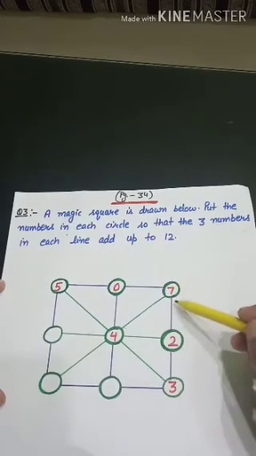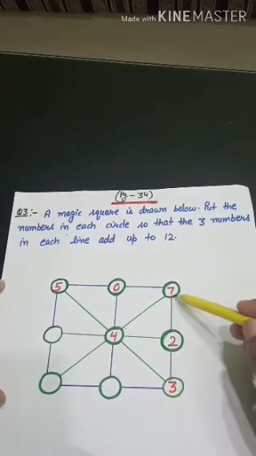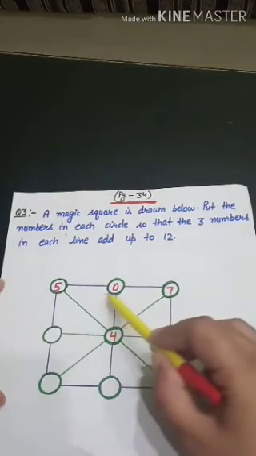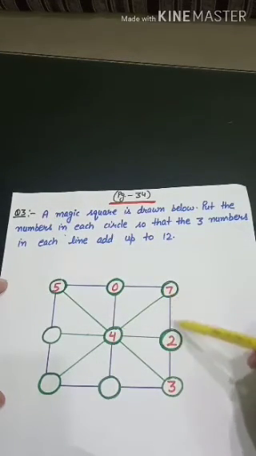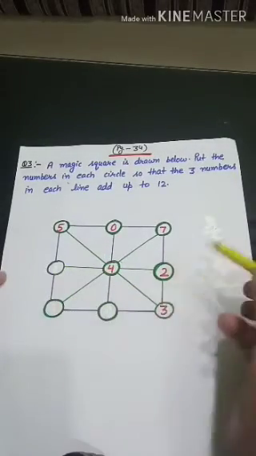Now check this line. There are again 3 circles and 3 numbers are written here. So add these 3 numbers. 7 plus 2 plus 3. 7 plus 2 is 9 and 9 plus 3 is 12. Again we get 12. So whenever we add the 3 numbers given in the 3 circles on a line, we will get 12. Now we will find out these 3 numbers. So start from this line.